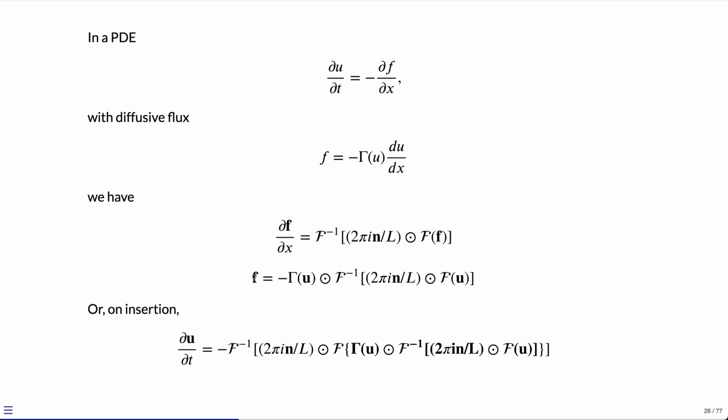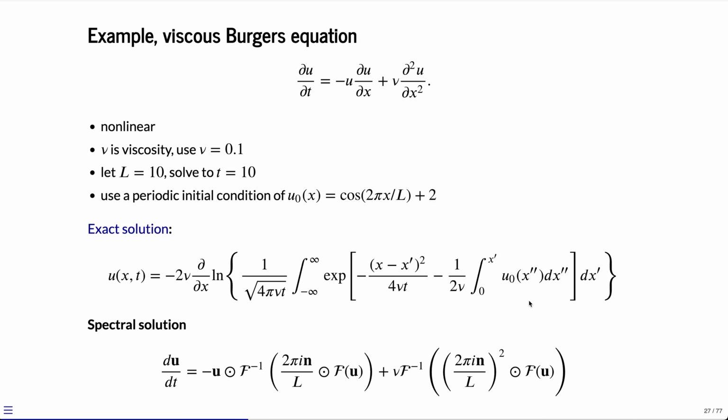Or of course you can insert the FFT in here, and then you get this long nasty thing that you then evaluate. Okay, so let's do an example finally. Let's do the viscous Burgers equation. It's interesting, lots of people use it. There's an exact solution. It's nonlinear, and it's representative of the kinds of flows that you see in fluid mechanics, for example. So it's a useful test case.